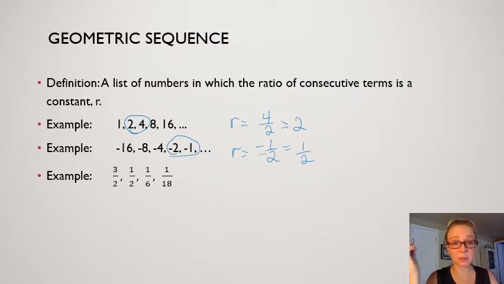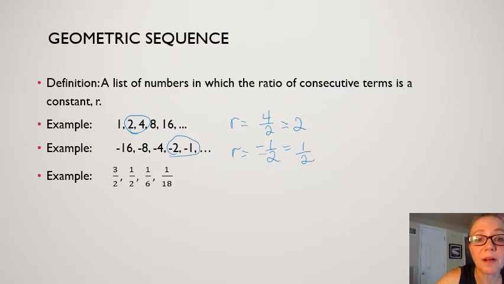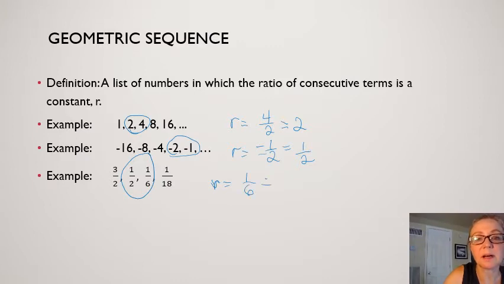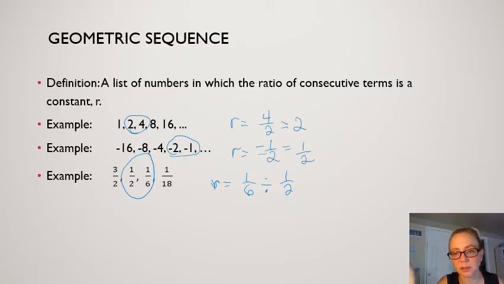In the last example, I find r by picking two consecutive terms. I'm going to pick the two in the middle. 1/6 divided by 1/2. Notice this time I express my ratio as a division problem because it's fractions, it's just easier. 1/6 divided by 1/2 is 1/3. So again, I have a common ratio that's a fraction.